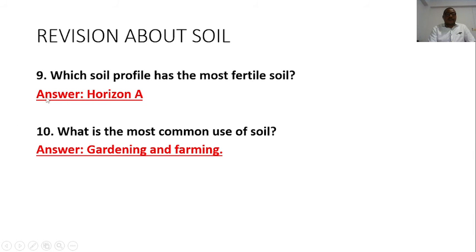Now next, which soil profile has the most fertile soil? So the answer is horizon A. The A horizon or the topsoil has the most fertile soil and it is very good for planting crops. Then lastly, what is the common use of soil? The common use of soil is gardening and farming.